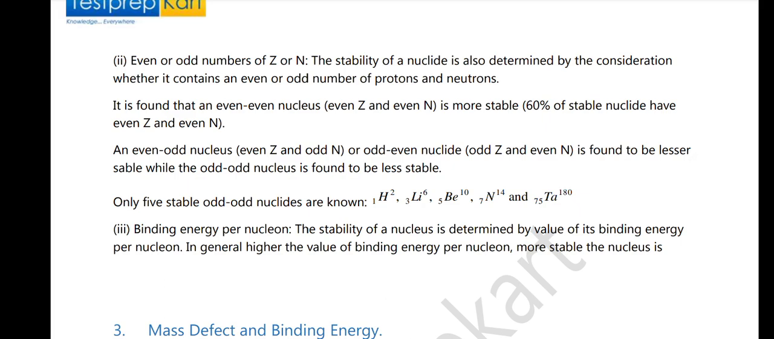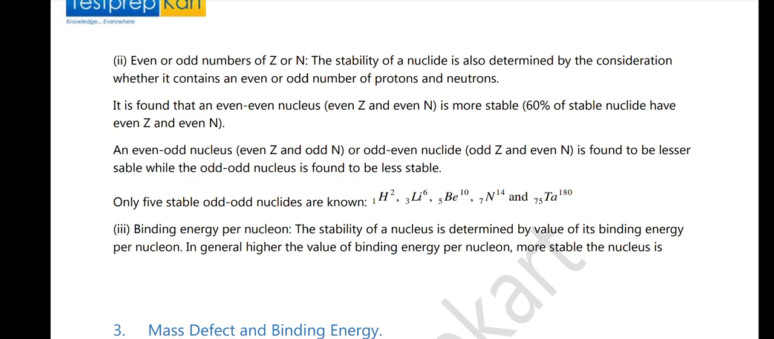After that, is it an even or odd number of Z or N? So the stability of a nuclide is also determined by whether the nucleus contains an even or odd number of protons and neutrons. If it has an even nucleus, then it is more stable, because 60% of stable nuclides have even Z and even N.